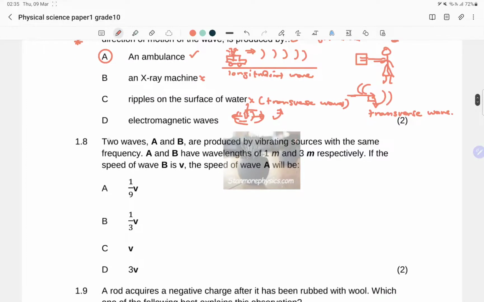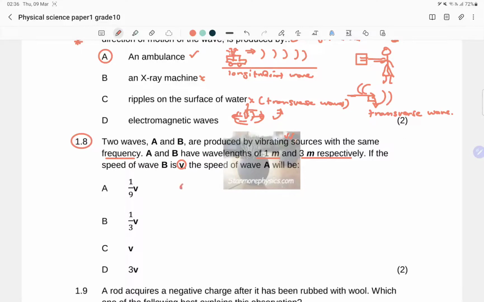Anyway, let's keep moving. Now, two waves, A and B, are produced by vibrating sources with the same frequency. Okay, A and B have wavelengths of 1 meter and 3 meters respectively. Now, if the speed of wave B is V, what will the speed of wave A be? Again, it's an indirect question. You can't answer this one without working something out.